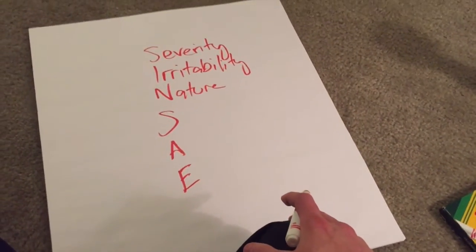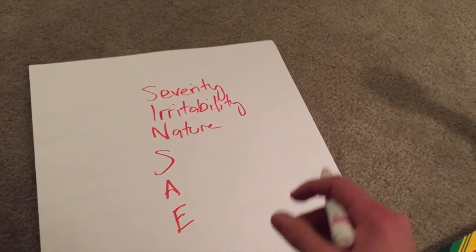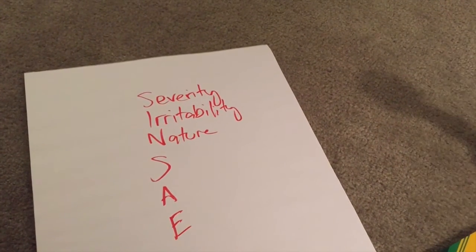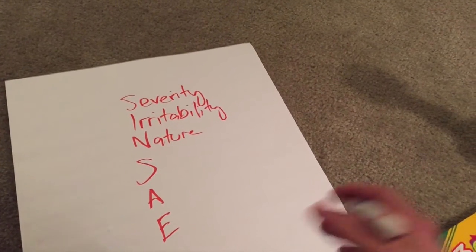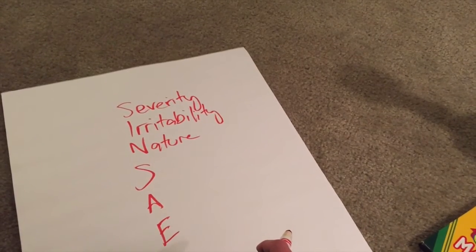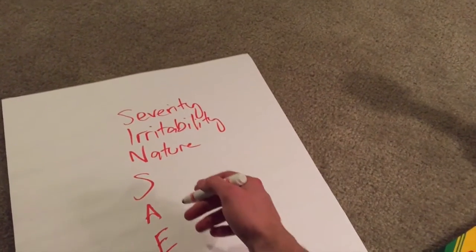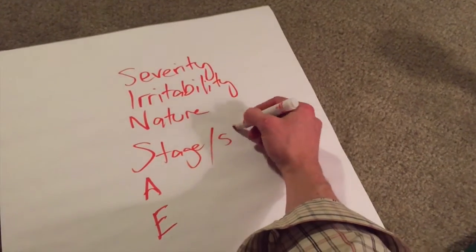Nature is simply asking the patient to describe their pain. So they may say things like, oh, it's sharp, burning, shooting, I have dull pain, numbness, tingling. Anything like that is, again, helpful just to get a quick snapshot of what's going on with the patient. The next one is kind of two-toned. It's stage and stability.